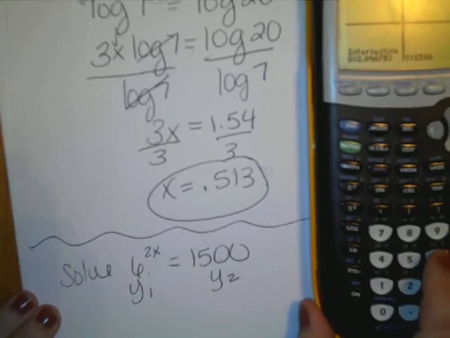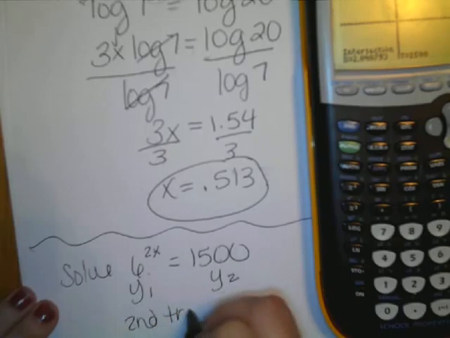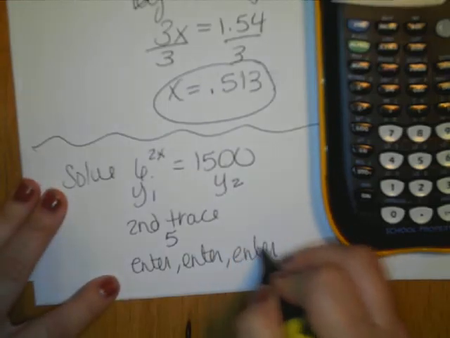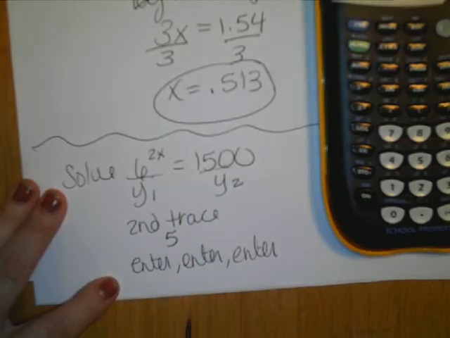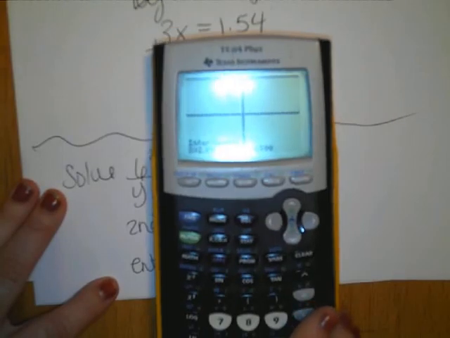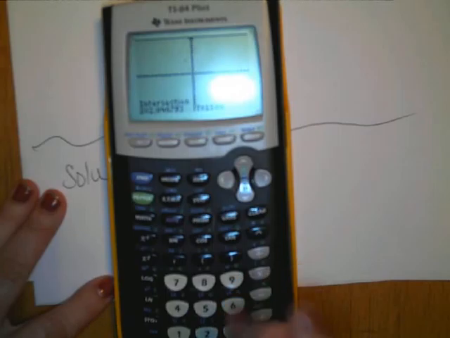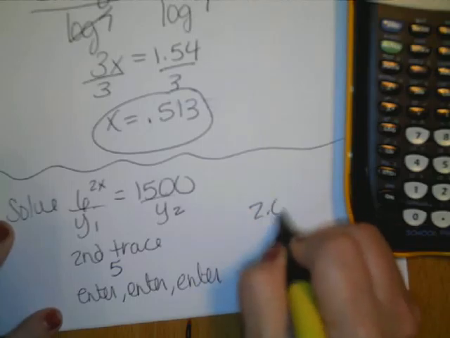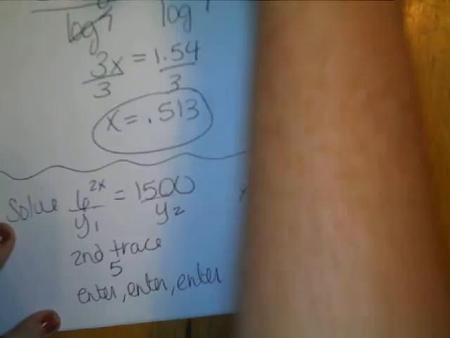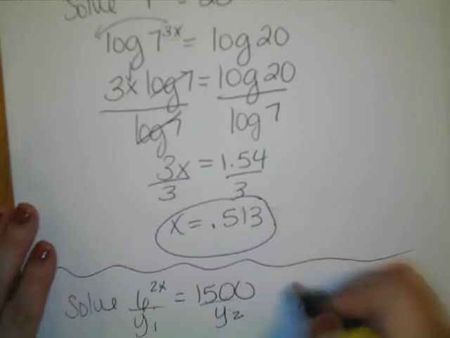So if I go second trace 5 and enter, that means wherever these two intersect, and you can do any equation like this, not just exponential functions. I could take 2x equals 4 and graph those, and wherever they intersect, that's my solution. So if I look at my calculator, I know you guys can't see it very well. This says 2.04. So my solution is 2.04. I didn't have to go through the algebra. Now, if you'd prefer to go through the algebra, this problem looked exactly like the problem we did before.